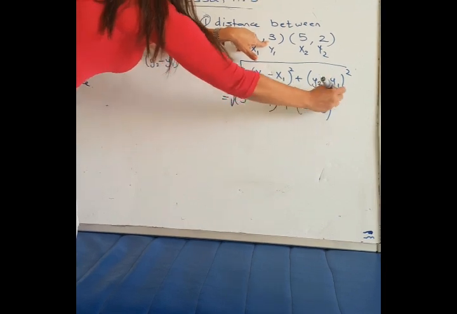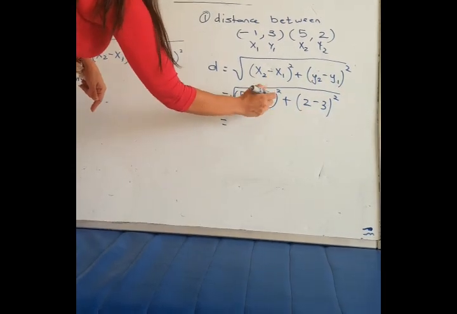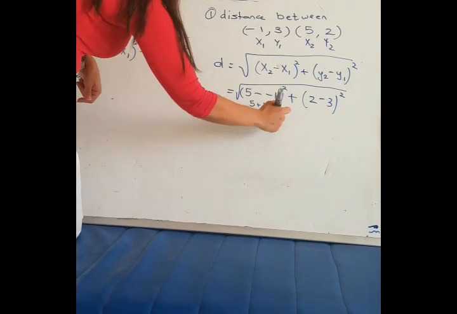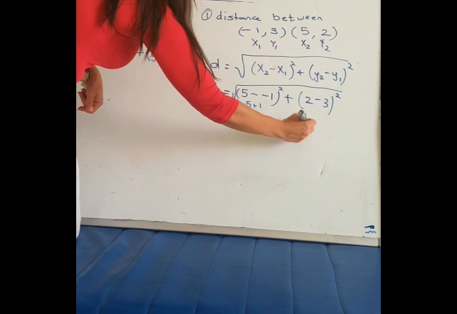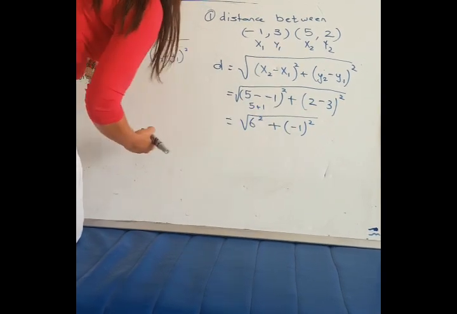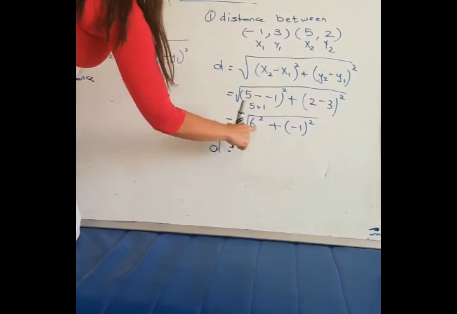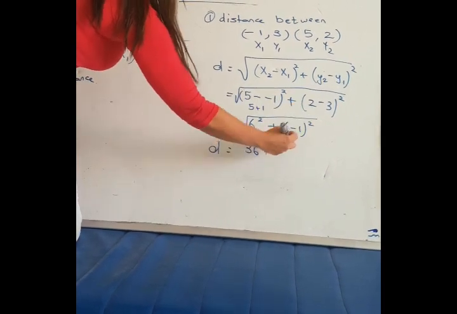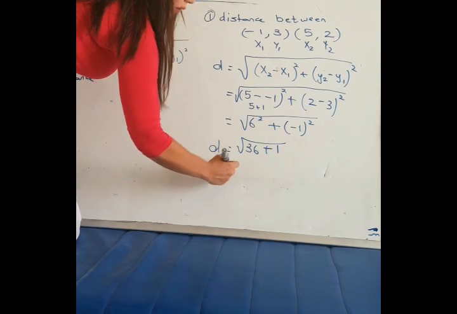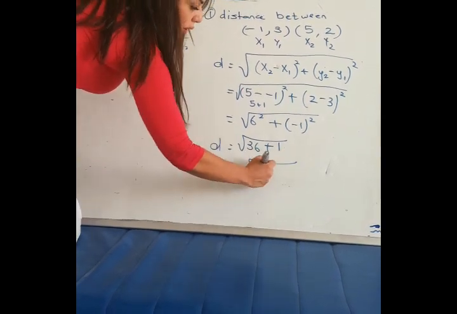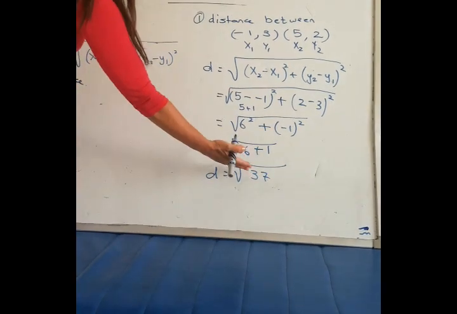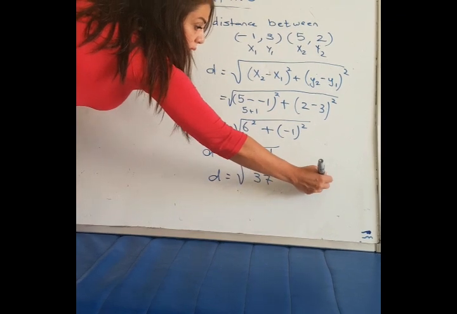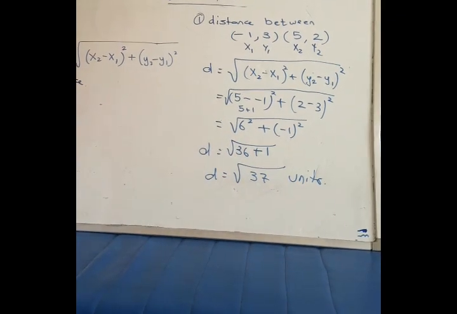All of this, I need to find the radical of it. 5 minus -1 is 5 plus 1, so it's 6 to the second power, plus 2 minus 3 is -1 to the second power, and the radical to it. D is equal to radical of 6 times 6 is 36 plus -1 times -1 is 1. D is equal to radical 37. Can I simplify radical 37? I can't, because it's prime, and I put my units.